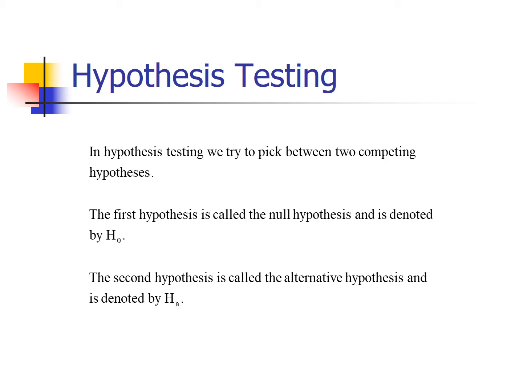Now, just to warn you, sometimes some books, and perhaps even myself at some point, instead of using h sub a, they just do h sub 1. So there's maybe a couple ways of denoting the alternative hypothesis. I'm going to try to consistently use h sub a, though.